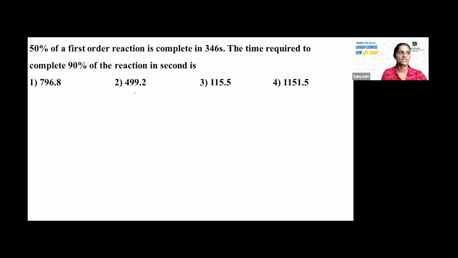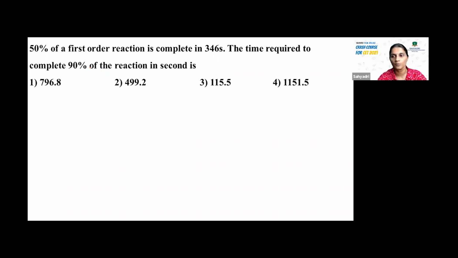This is the last question. 50% of a first order reaction is completed in 340 seconds. The time taken for 90% completion of the reaction, I've given you one shortcut. T half and T 90%, how are they related? Quick, can you tell me the formula? That's what you have to write.